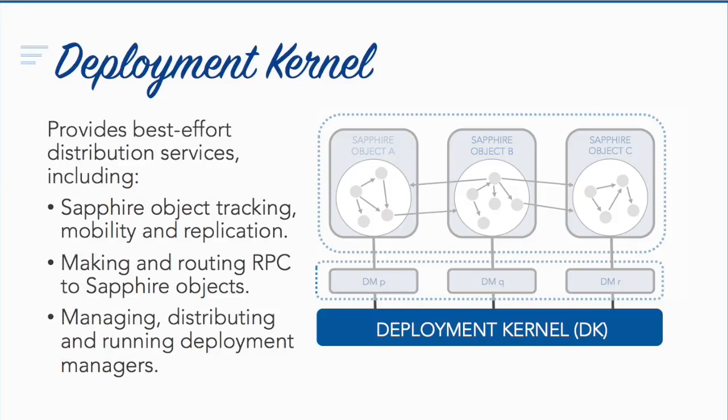And the deployment kernel is a runtime system. Its main goal is to create an integrated execution platform across device and server. So it has four main functions. The first is management and location tracking of Sapphire objects. Second is location transparent inter-object communication. The third is low-level replica support. And finally, services to simplify the writing and execution.